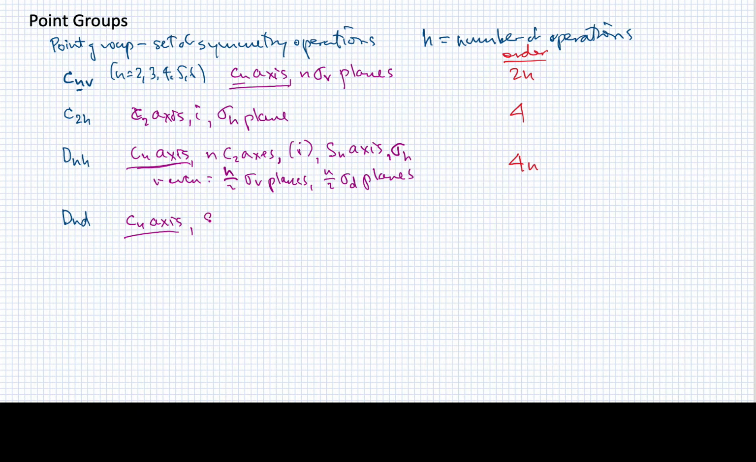These will also have an S2N improper rotation axis. It will contain N different dihedral reflection planes and N different C2 axes. All right, so quite a bit going on there. These particular point groups will again have a total order that corresponds to 4 times N.